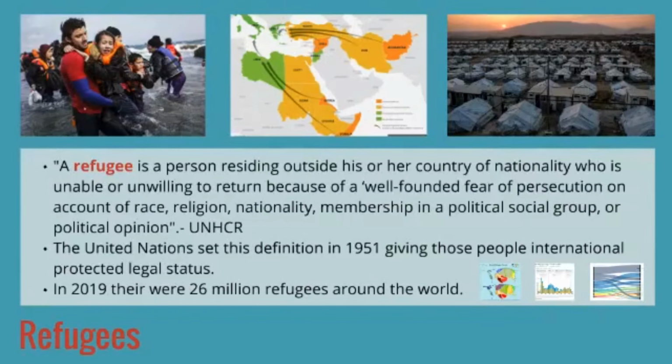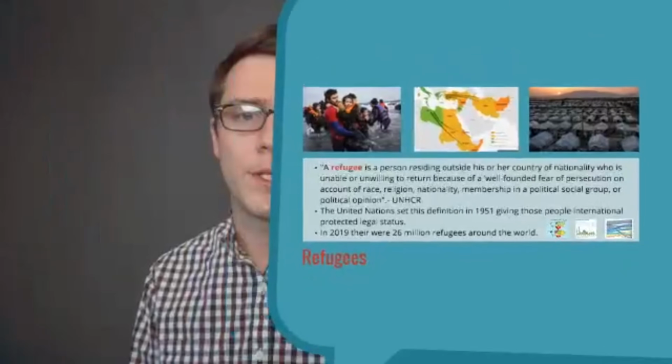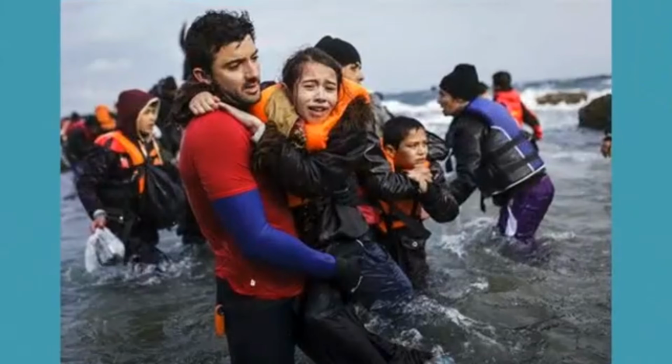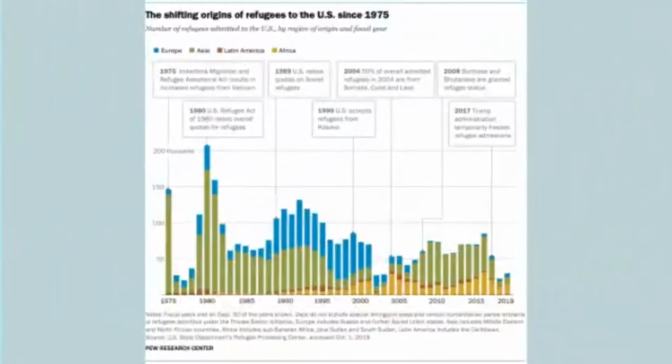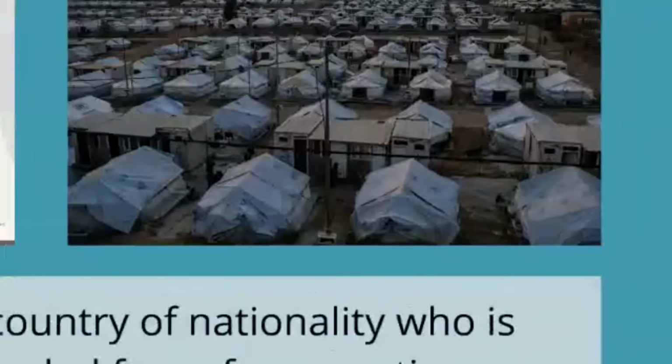When we look at our numbers currently, in 2019, there were 26 million refugees around the world. So we had a lot of refugees in 2019. Many came from Syria, as we see this family washing up on the shore in Turkey, trying to escape the Syrian civil war. If you look at this chart, it shows us where refugees in the US come from. So pause it and take down some notes about how it's changed over time where people come from.